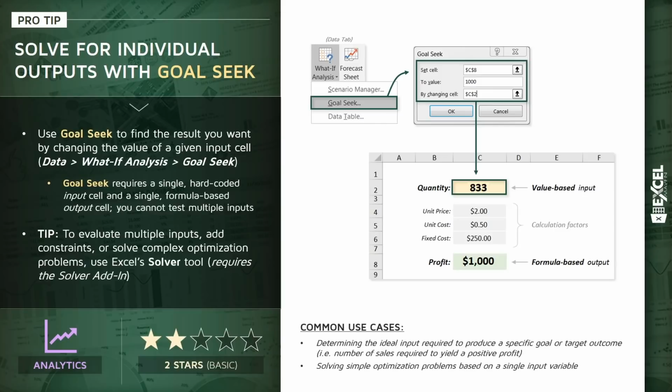Now, common use cases here, just like we're showing here, are determining the ideal input required to produce a specific goal or target outcome. For instance, we could do a profit of $1,000 here. We could do a profit of zero in order to figure out how much quantity we need to sell to break even, any combination like that. Or really just solving any simple optimization problems that are based on a single input variable. So let's bring this example into Excel and practice configuring the GoalSeek tool ourselves.